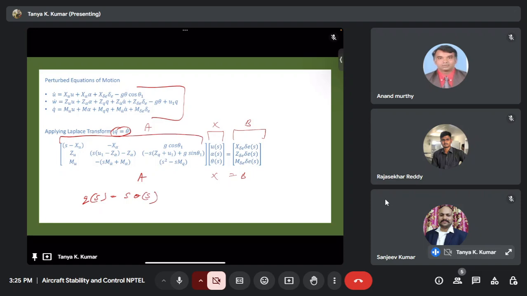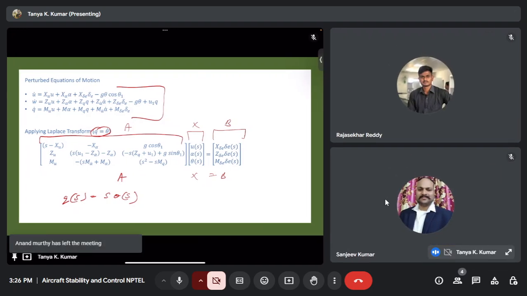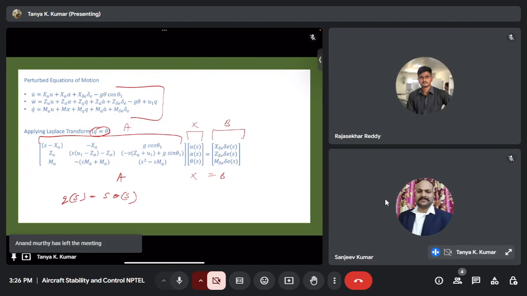So then you substitute it into these equations to get this compact form. Now to assess the stability you need the characteristic equation. The characteristic equation is nothing but determinant of A equal to 0. Let's just take this as A bar because later you'll have other coefficients. So the determinant of this matrix is equal to 0, and that equation gives you the characteristic equation for this system.